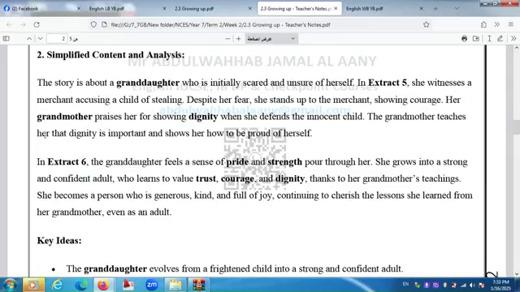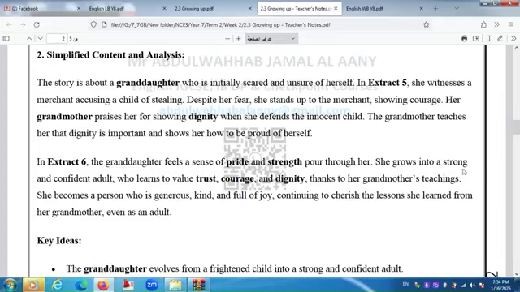The grandmother teaches her dignity is important, although we have lots of people who lost dignity, and you have to show how to be proud of yourself because of this dignity. In extract 6, of course, here we have a contrast between the character of the granddaughter and the character of the merchant. Be careful with this. That one has dignity, that one doesn't have dignity, the merchant. In extract 6, however, the granddaughter feels a sense of pride and strength. She becomes better now, okay? Because of the song, she became like this.